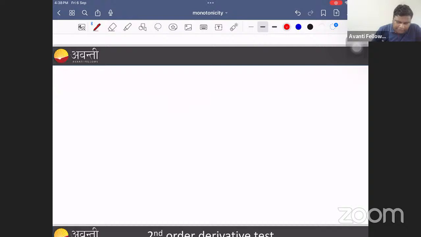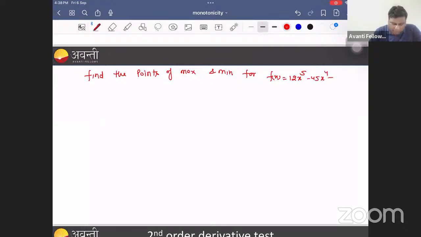See, find the points of maxima and minima for f(x) equals 12x to the power 5 minus 45x to the power 4 plus 40x cube plus 40. All right. Now, what do we do? We will differentiate it. Got it?